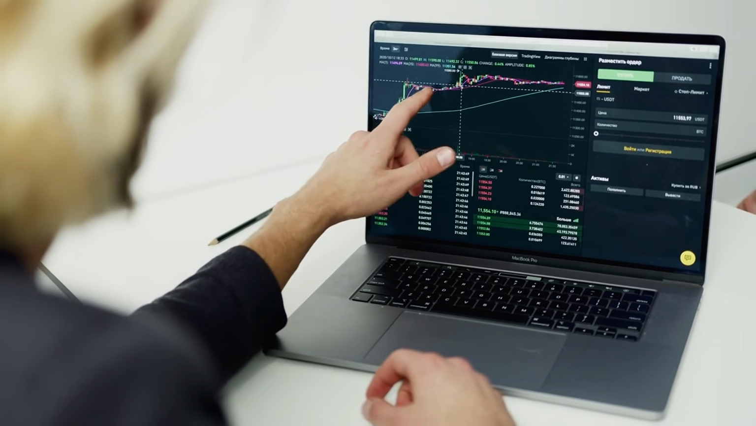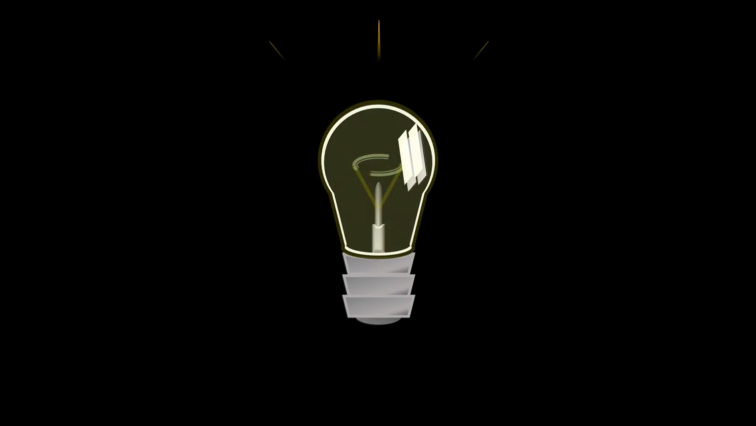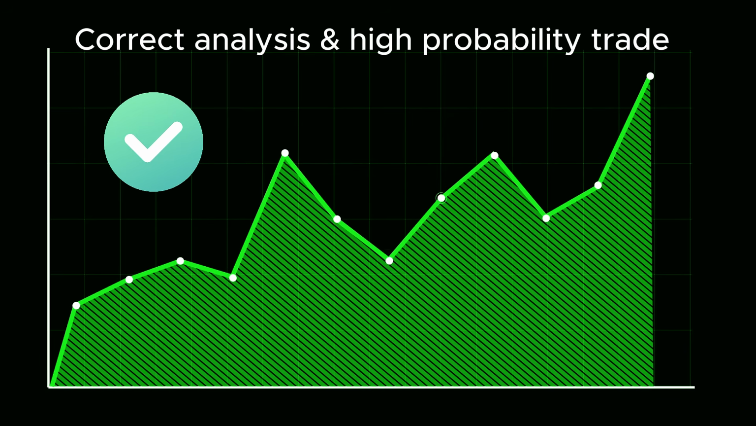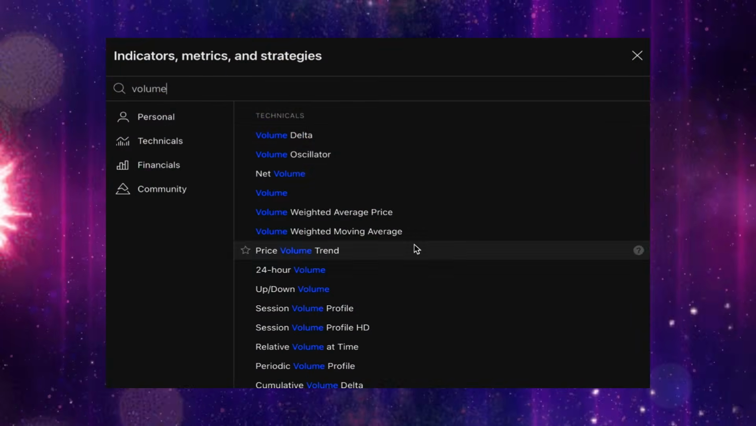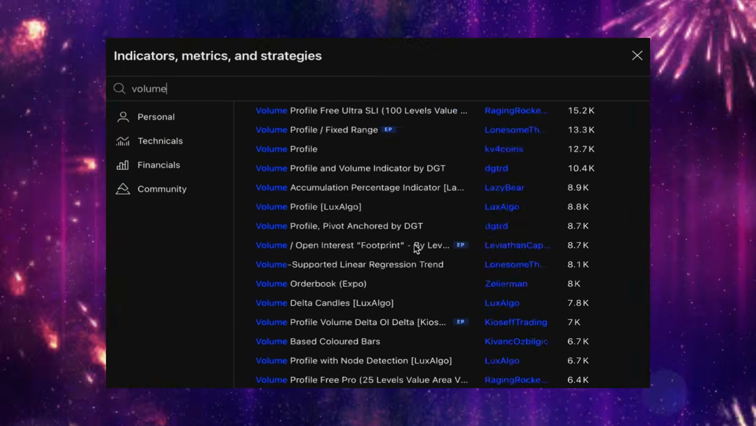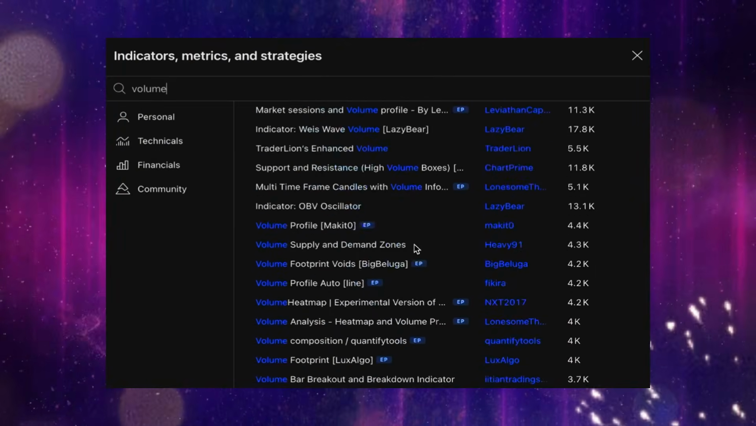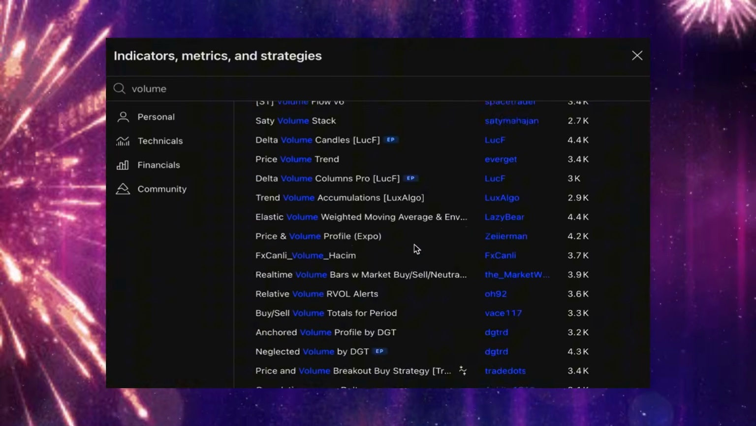Please pay attention that when you are analyzing the chart or entering a trade, there is one piece of information that significantly increases your chance to have a correct analysis and high probability trade, and that is volume. When you search volume in trading platforms like TradingView, you see lots of volume indicators, probably with different use cases that can make it difficult for you to choose the best one.